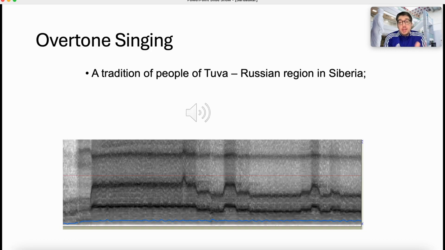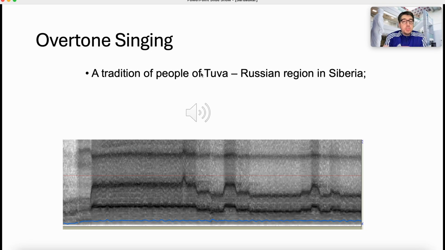And yeah, overtone singing is done this way. The fundamental frequency is kept constant, like you can see here in this photo, this blue line, but there are a lot of changes in the intensity. The darker the bar, the more intense or louder these sounds are at specific frequencies.